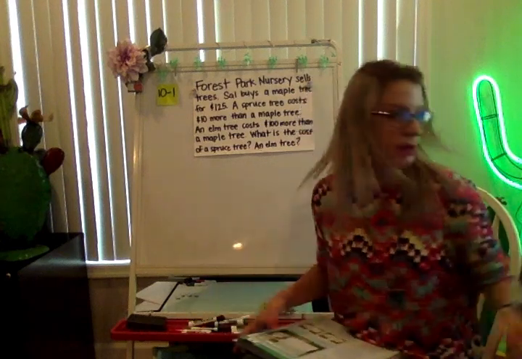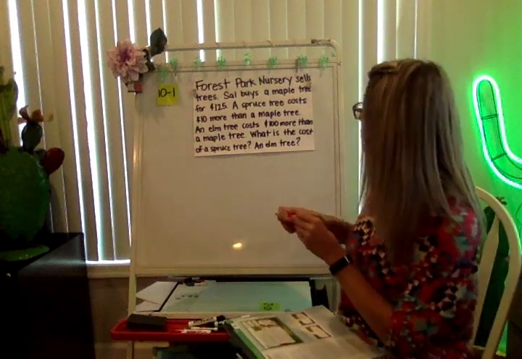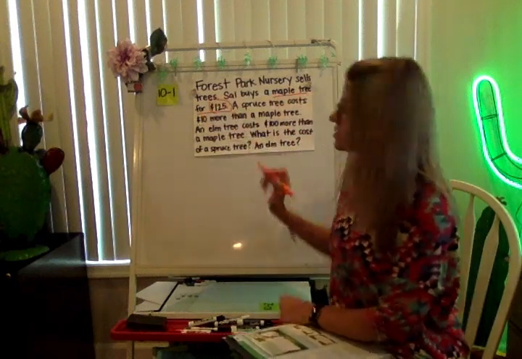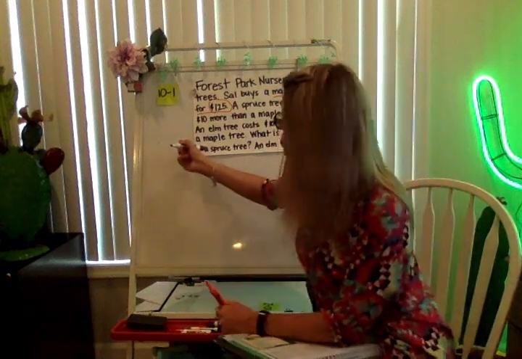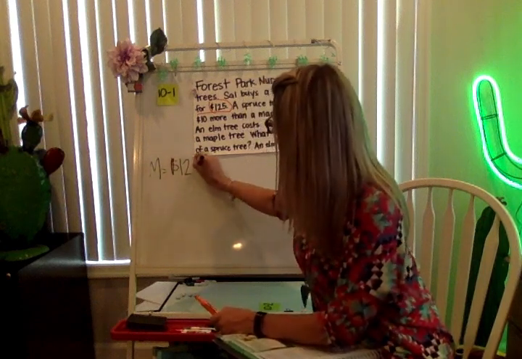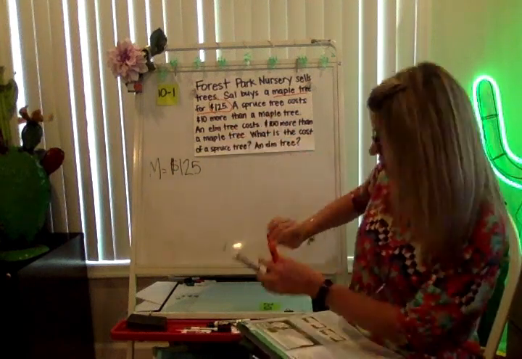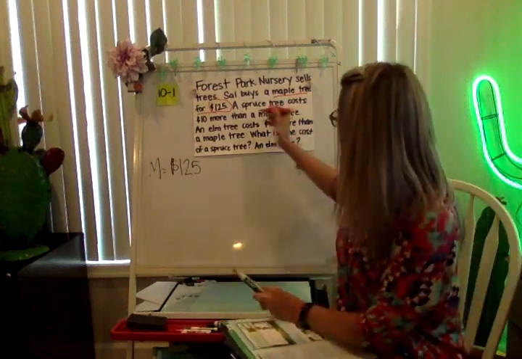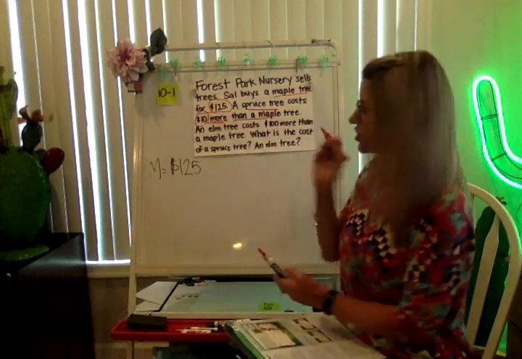We'll save that for the third way that we solve this equation. We'll start first by marking up our problem. I'm looking for things that are important. I want to know the maple tree cost. The maple tree costs $125. I'm going to just kind of put a note of that to the side. I'm going to just put an M for maple, and maple is $125. A spruce tree costs $10 more than that maple tree. So, hey, spruce, you're $10 more than the maple tree.